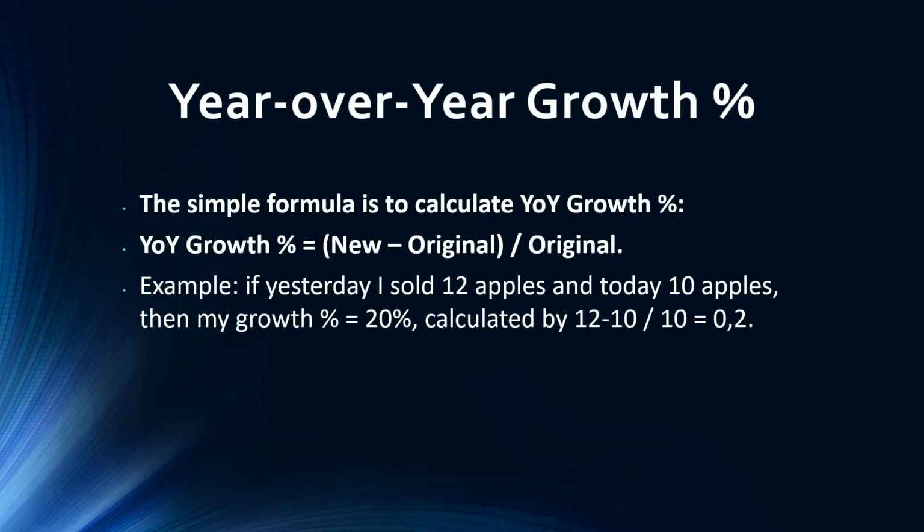A simple formula to calculate year-over-year growth is essentially you subtract original from new, and then you divide all of that by original. The example could be, if yesterday I sold 12 apples and today I sold 10 apples, then my growth would be 20%, which is calculated by subtracting 10 from 12 and then dividing all of that by 10, which equals 0.2, which is 20%. So we're going to use the same formula essentially to calculate the year-over-year growth in our example.